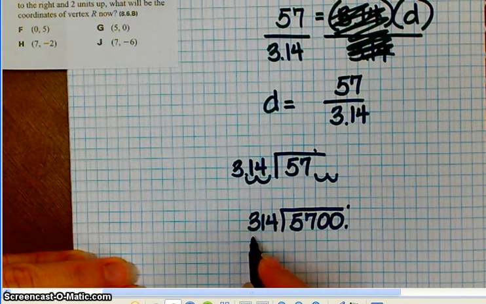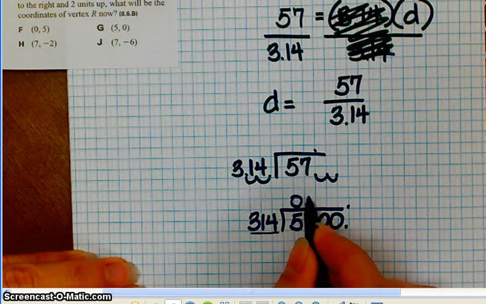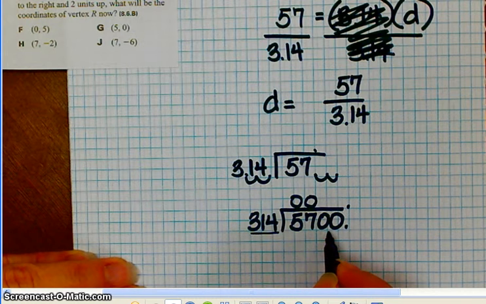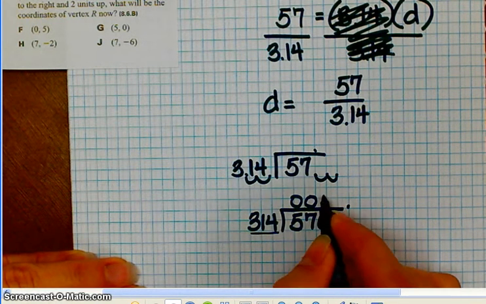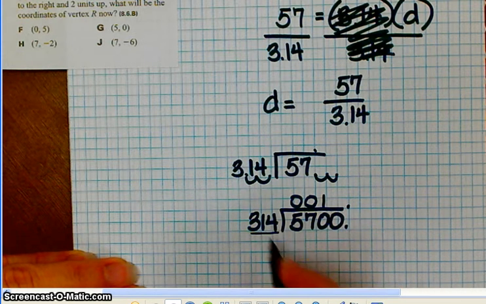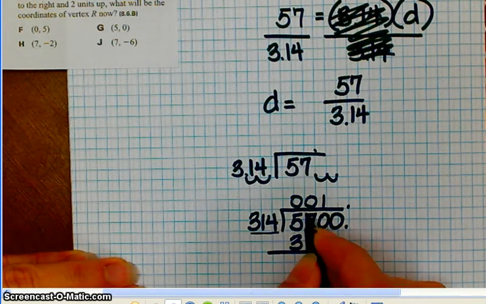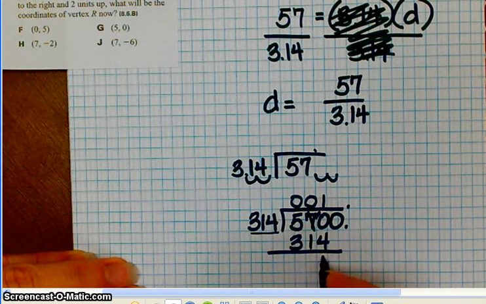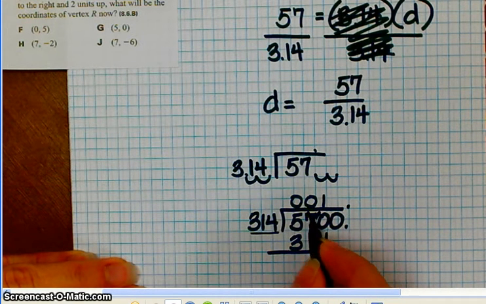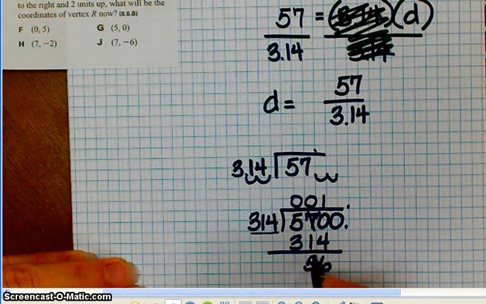Okay, and then 314 doesn't go into 5. 314 doesn't go into 57. 314 does, however, go into 570, and it will go one time. 1 times 314 is 314. 10 minus 4 is 6. 6 minus 1 is 5. 5 minus 3 is 2. Bring down a 0.